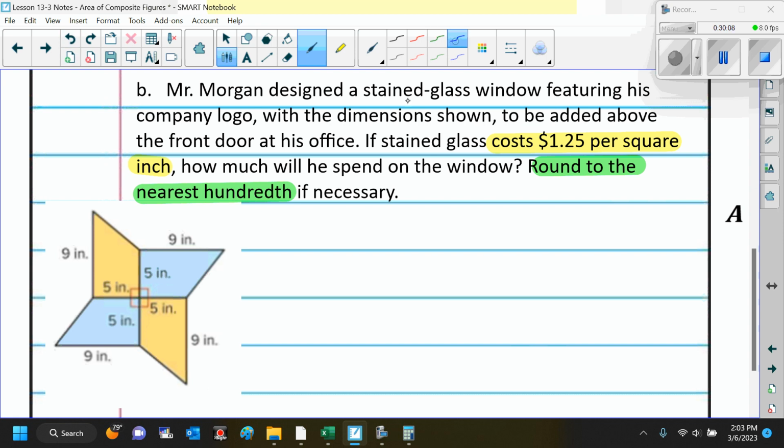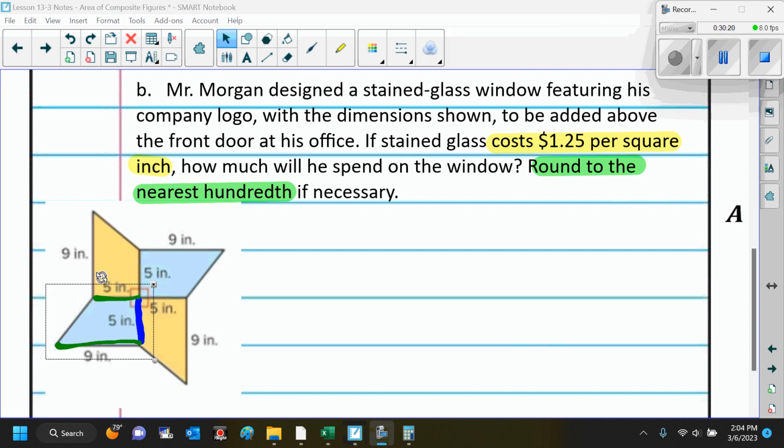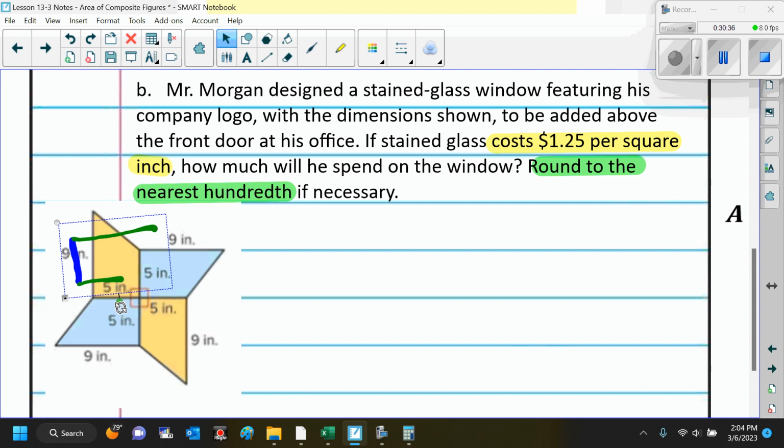Use blue for the height. The height is 5 inches, and then the bases are 5 and 9. Now, let's take a look at this next trapezoid up here. Look at this. Oh, look. The height is 5, and the bases are 5 and 9. See that? Well, let's look at this one over here. Let me just turn this around so you can see. That is a trapezoid. The height is 5, and the two bases are 5 and 9.